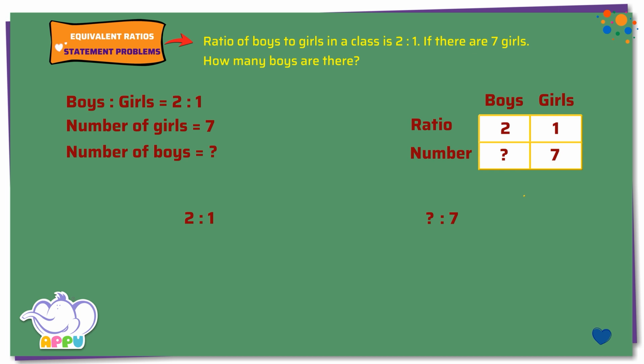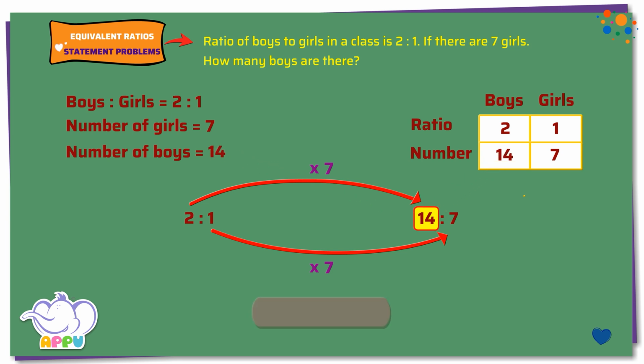2:1 equals what is to 7? We multiply 1 and 7 to get 7. We multiply 2 with 7 as well to get 14. So there are 14 boys. Amazing!